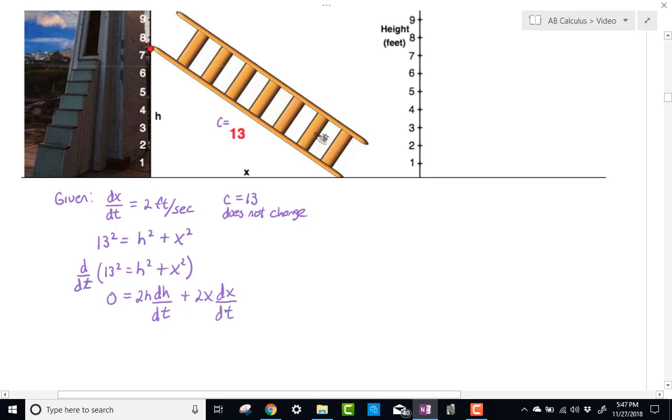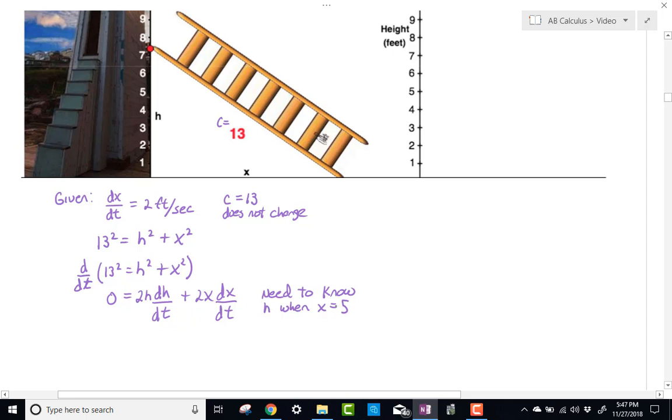So at this point, I want to know, do I have enough to plug in what was given to me at the beginning? I need to know h when x is equal to 5. That was part of the given information.